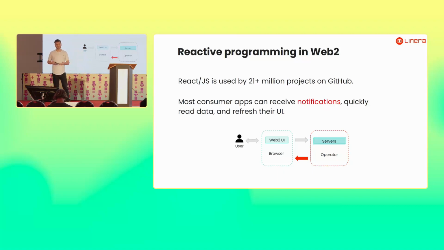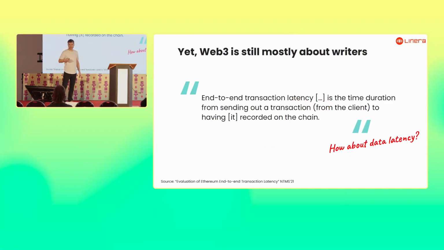And so, can we have this in Web3? Well, let's look at the current state. The current state of Web3 is that it's really mostly about transactions. Arguably, when you ask people what the end-to-end latency is, more often than not, they consider the end-to-end transaction latency. So they look at the time it takes for a client to initiate a transaction and get it final, get it confirmed as part of the blockchain.